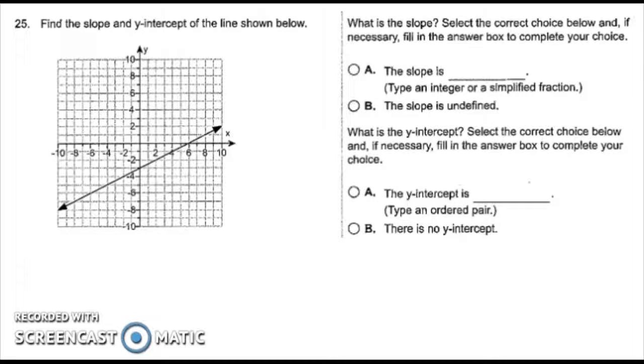Number 25 says find the slope and y-intercept of the line shown. The slope, if you pick 2 points, will go up 1, 2, 3 over 1, 2, 3, 4, 5, 6. So 3 over 6 becomes 1/2, so the slope is positive 1/2. Y-intercept is down here at negative 3, so it's going to be 0, negative 3. That's my answer for number 25.